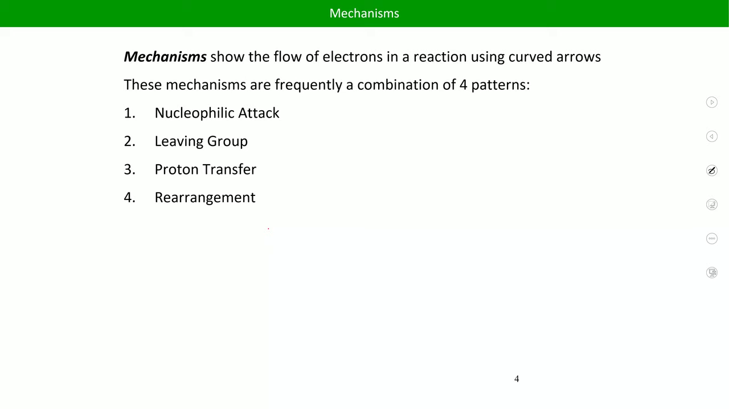And in particular, today, we're going to focus on the first two. The first two are the ones that are going to be the most significant in terms of actually getting you from reactants to products. And a lot of times, proton transfer and the rearrangement are sort of the secondary steps that happen along the way. You see a lot of proton transfer to make a leaving group a better leaving group, where you see rearrangement to make an unstable intermediate a little bit more stable. But the reason that we have those in the first place is because of leaving groups and nucleophilic attacks. So the bulk of our time is spent on those.